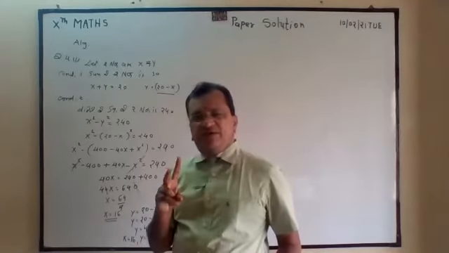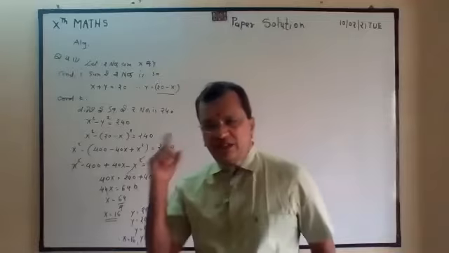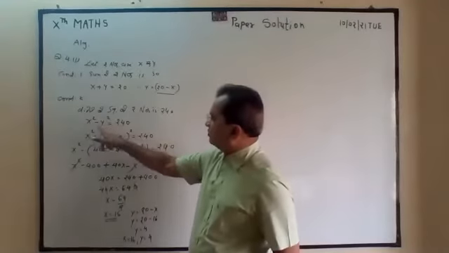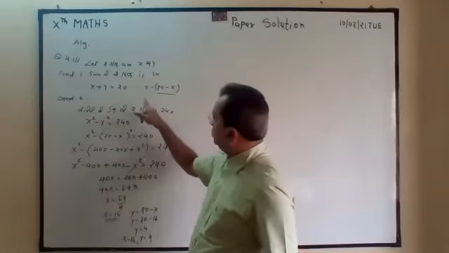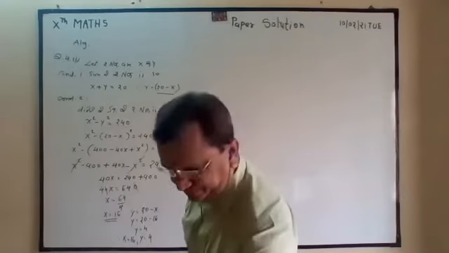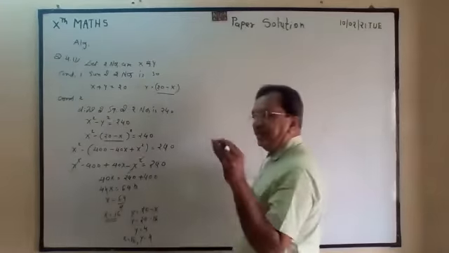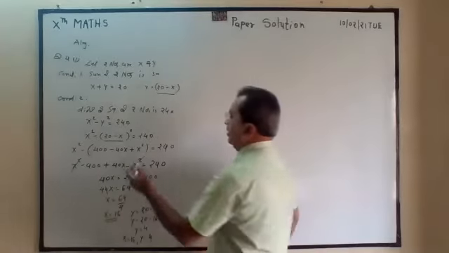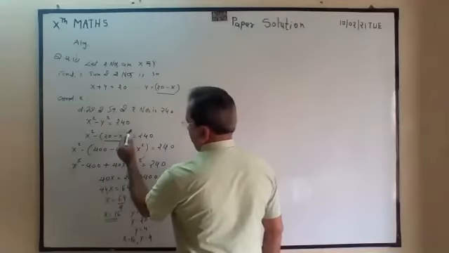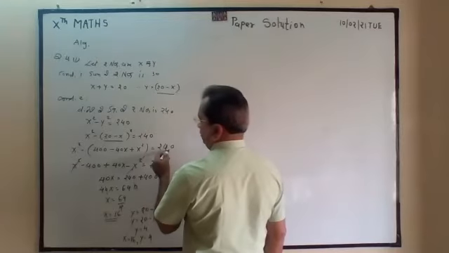Second condition they have given, the difference of that square is 240. So x square minus y square is equal to 240. So what is y? 20 minus x, that I have substituted here. Now a minus b all square means a square minus 2ab plus b square is equal to 240.